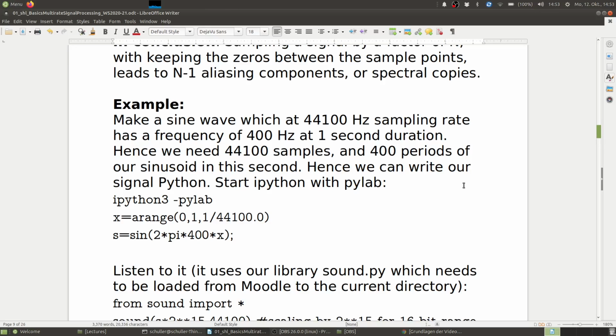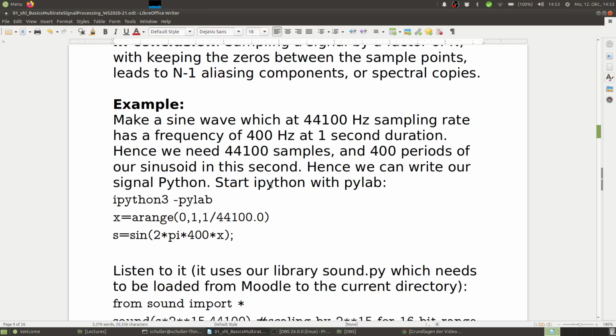Right, so now we come to an example, a Python example. So we make a sine wave which at 44,100 Hertz sampling rate has a frequency of 400 Hertz at 1 second duration. Hence we need 44,100 samples and 400 periods of our sinusoid in this 1 second. Hence we can write our signal in Python.